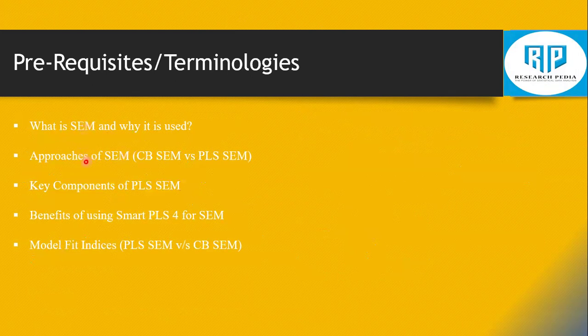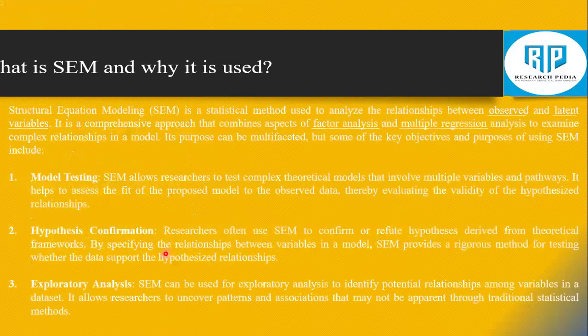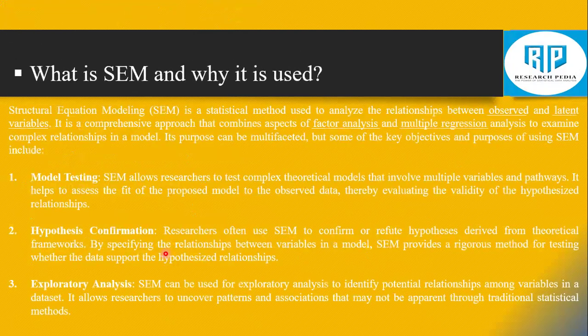So, what is SEM or structural equation modeling? Why is it used? What are the approaches of SEM, like CB-SEM versus PLS-SEM? What are the key components of PLS-SEM? Benefits of using Smart PLS 4 for SEM, and model fit indices for PLS-SEM versus CB-SEM. I will discuss the SEM, why it is used, approaches, key components, and benefits. Well, I will discuss the fit indices in tomorrow's session. So let's start from what is SEM and why it is used.